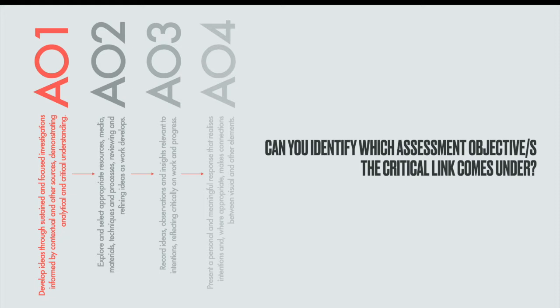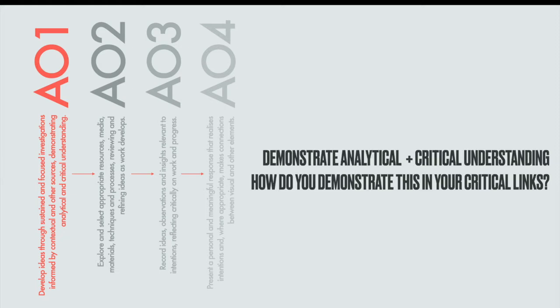And the same with the assessment objective 4. There's elements of that, has it been personal, has it been meaningful, have you drawn the right sort of conclusions and realised your intentions. So the critical link does sort of roll over onto all the assessment objectives really, but ultimately the main one is your assessment objective 1. And the thing to really highlight here is that you need to demonstrate your ability to analyse and also research, so that demonstration of analytical and critical understanding.